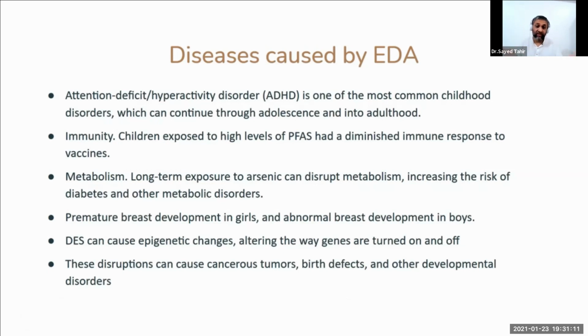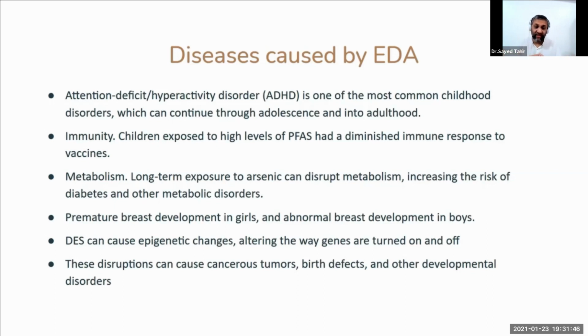Metabolism. Long-term exposure to arsenic, we already know arsenic, cyanides, and all this, what all it can do. It can disrupt the metabolism. It can increase the risk of diabetes. So now we see that diabetes is increasing day by day. All this is because of insulin-like factors. They mimic insulin. They go and sit where insulin has to sit, and insulin is not able to do that same thing. So such people end up getting diabetes and metabolic disorders, like premature breast development in girls, abnormal breast development in boys. These are all recognized.